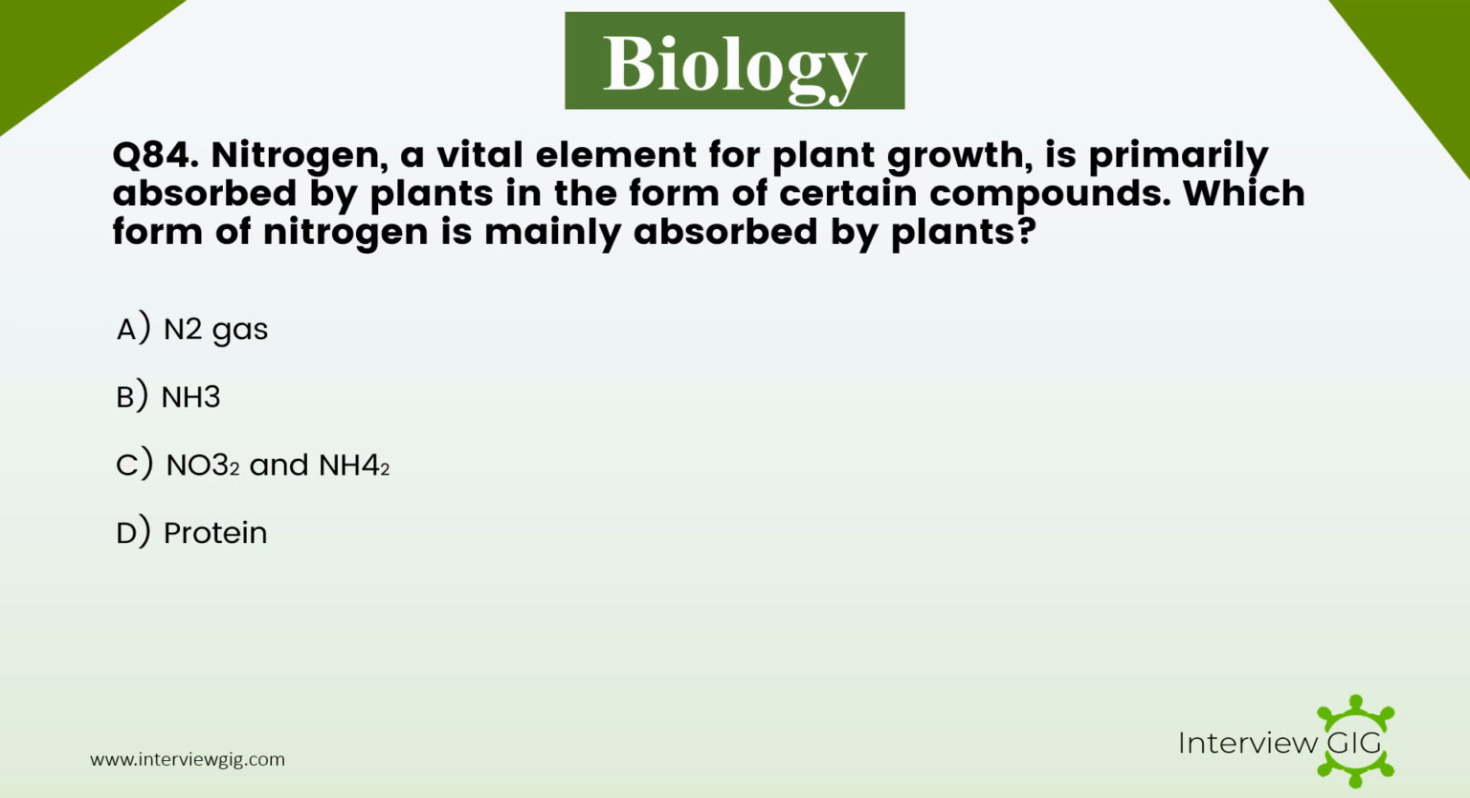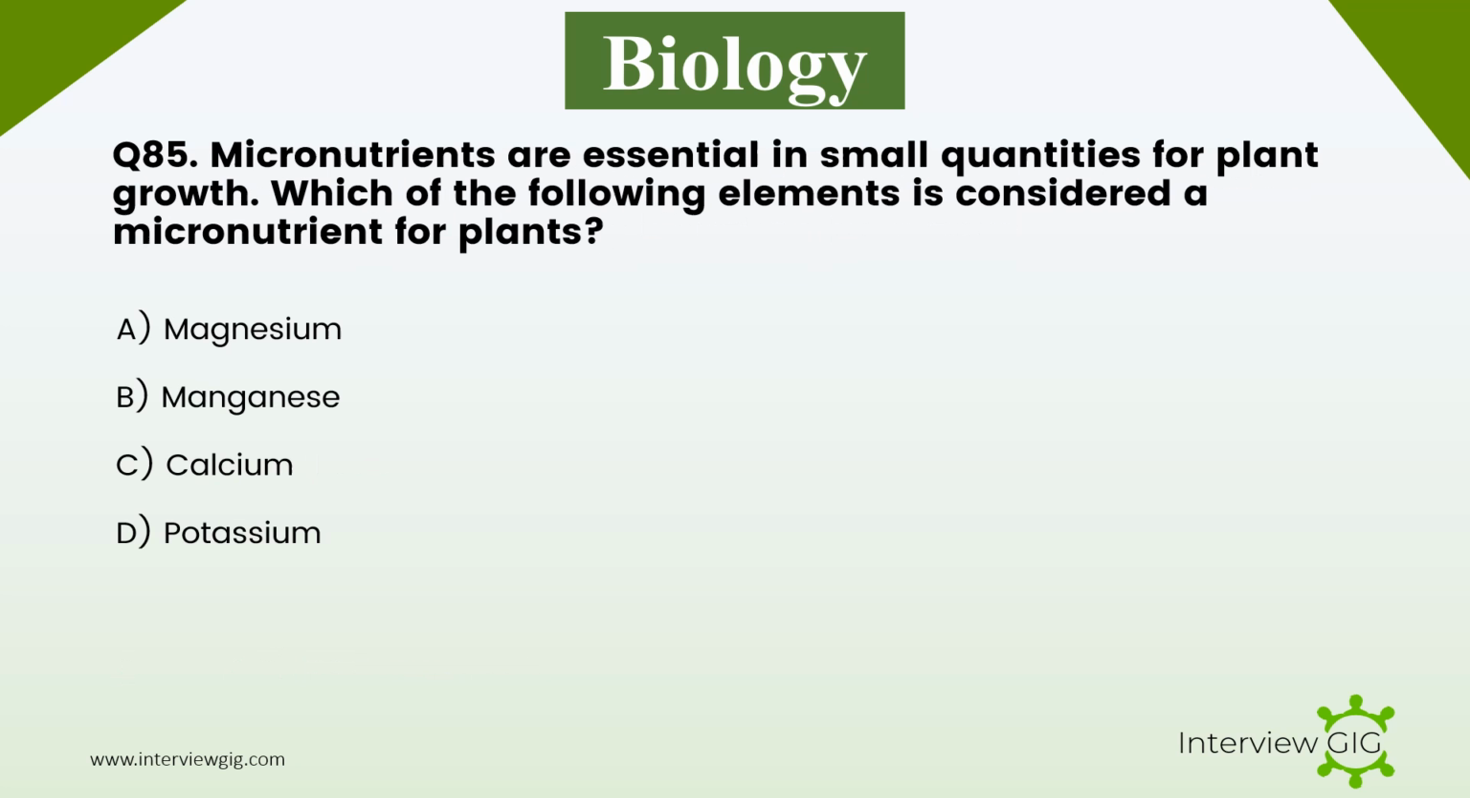Nitrogen, a vital element for plant growth, is primarily absorbed by plants in the form of certain compounds. Which form of nitrogen is mainly absorbed by plants? A. N2 gas. B. NH3. C. NO3 and NH4. D. Protein. Answer C. NO3 and NH4. Next question. Micronutrients are essential in small quantities for plant growth.